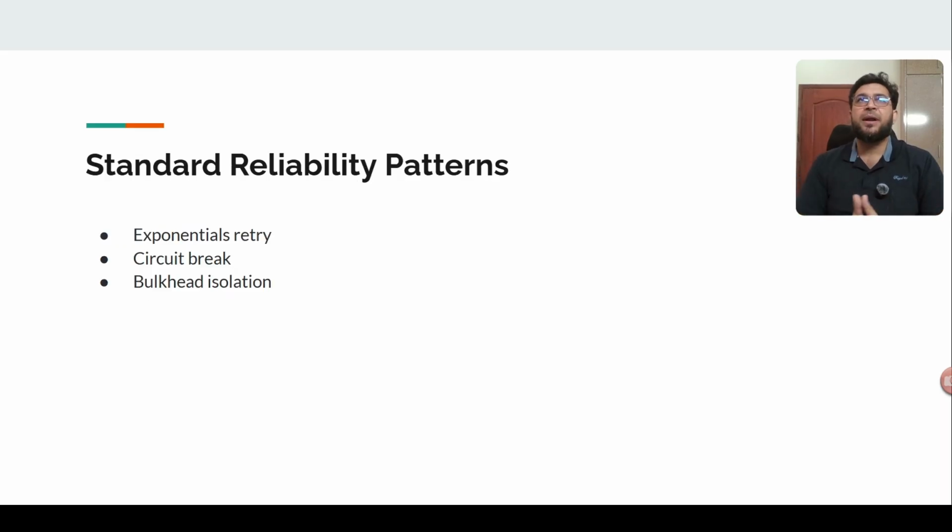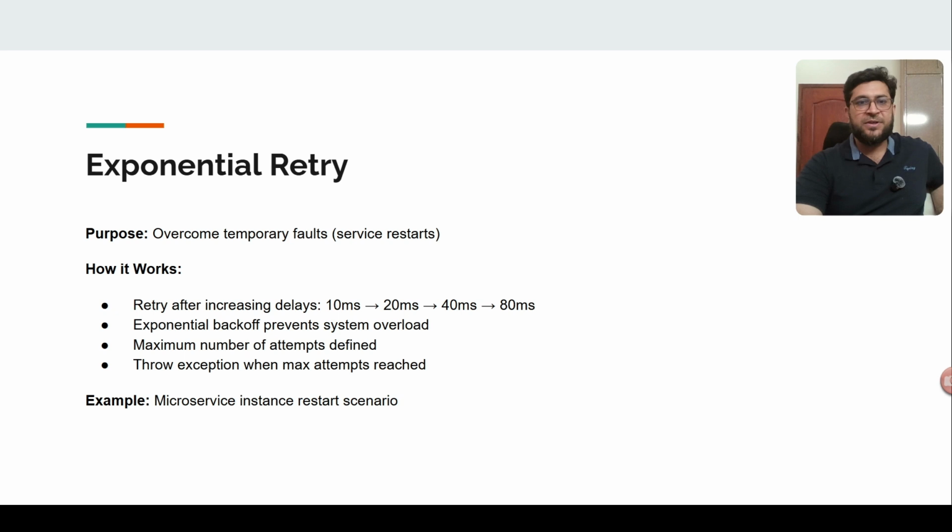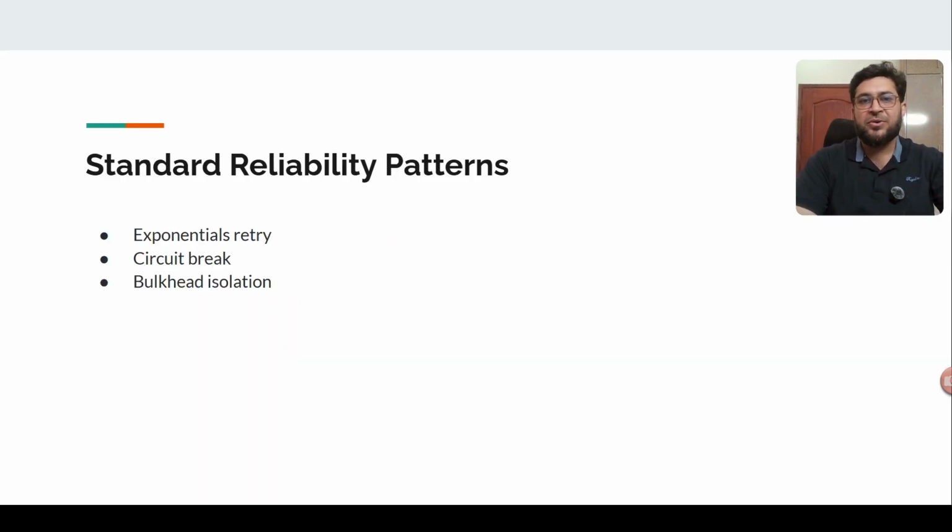We have some reliability patterns. There are three major standard patterns: the first is exponential retry, and the others are circuit breaker and bulkhead isolation. We will check them one by one. The first is exponential retry. What is the purpose? To overcome temporary failure, like when a service restarts. In this pattern we implement retries, the retry interval increases exponentially, and when the maximum number is reached, we throw an exception. So we can use the exponential retry pattern to get reliability in microservices.